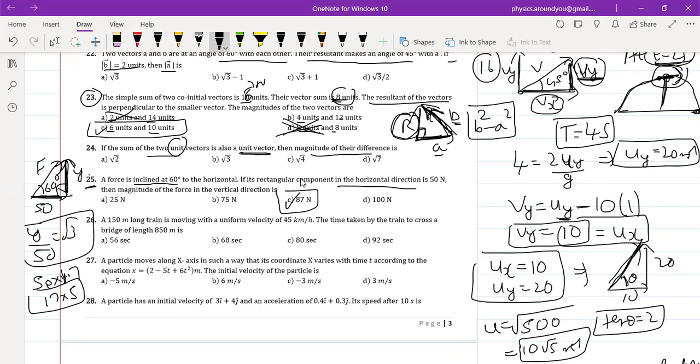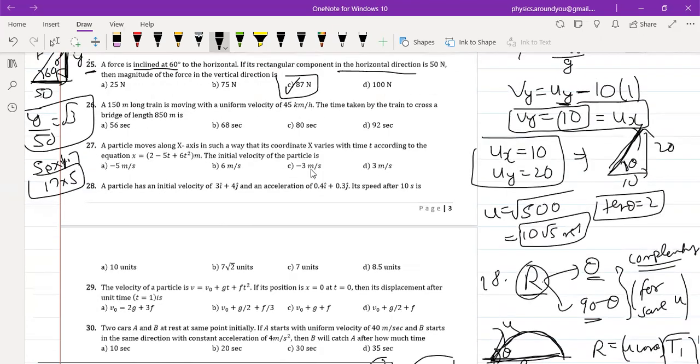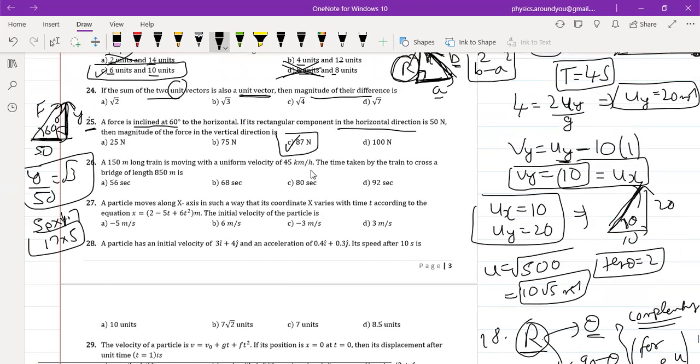The 26th question. Again, a train question, but here everything is in meters except the speed. So the first thing is you need to convert the speed into meters per second, which is 45 times 5 by 18. Now 9 goes with 45 as 5, and this goes as 2. So it is 12.5 meters per second. The speed of the train is 12.5 meters per second.